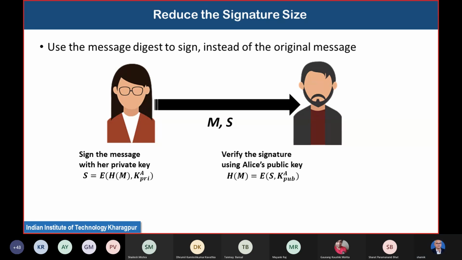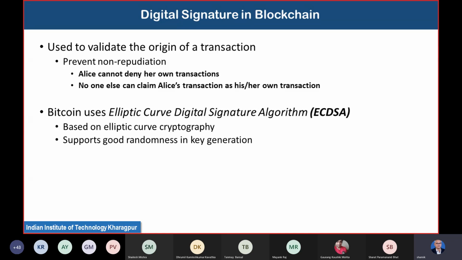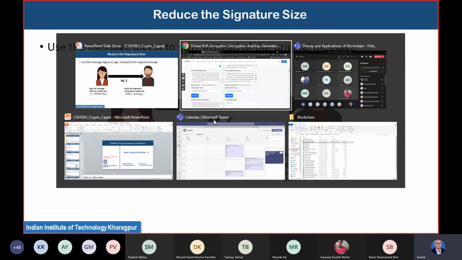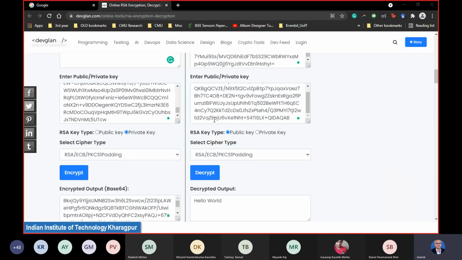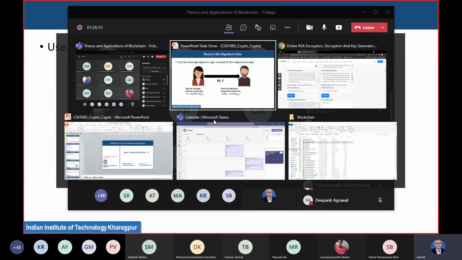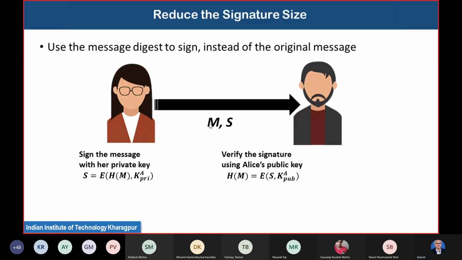So what we'll do is again take an example to explain the concept. Let me go to the application once again. We'll do it a little differently.